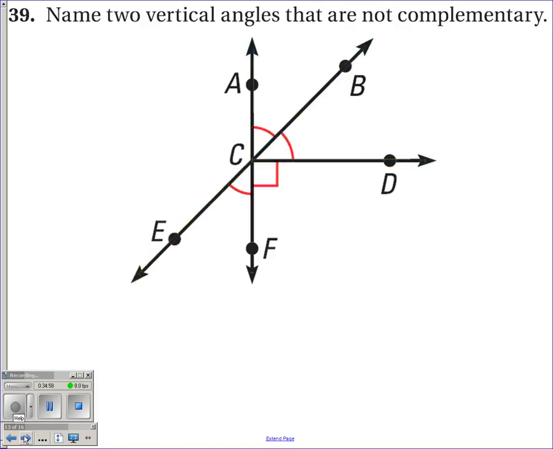Look at 39. Name two vertical angles that are not complementary. Now let's think about this for a second. These two angles here and here, angle ACB and BCD, and also angle ECF, they're all congruent. But these two, ACB and BCD, well, see, the lines are perpendicular, so those two have to add up to another 90 degrees. That's another right angle. And so we can actually figure out that all of these angles that are marked here are 45 degrees.